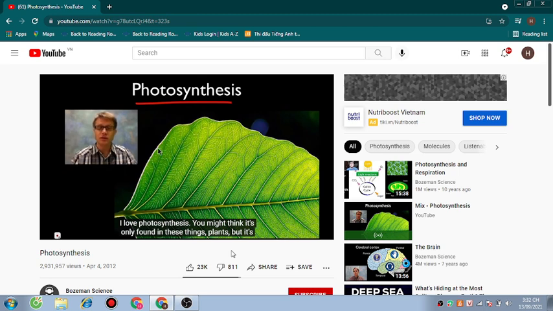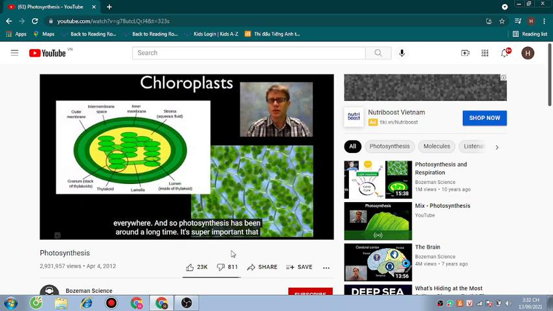You might think it's only found in plants, but it's also found in bacteria, and it's found in algae, and so it's found in protists. It's found everywhere. So photosynthesis has been around a long time. It's super important that you understand how it works. And so let's start with the site of photosynthesis in eukaryotic cells, and that's the chloroplast.